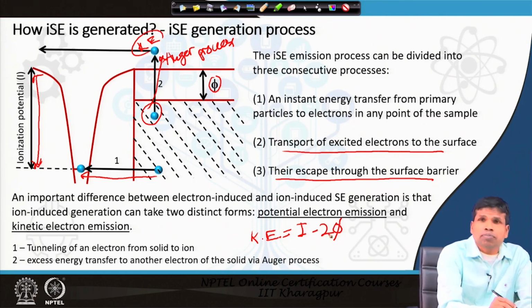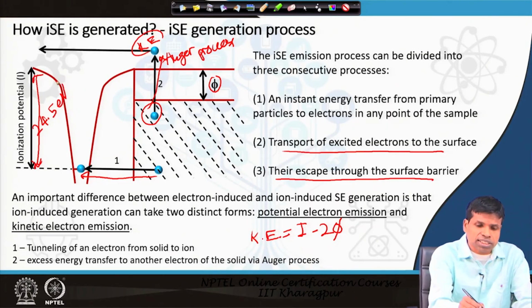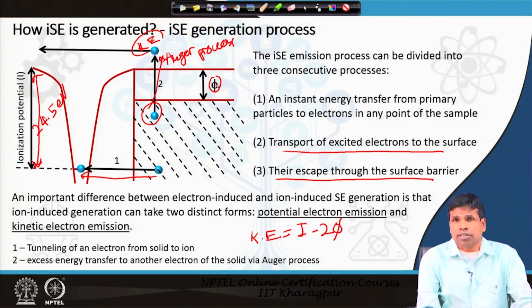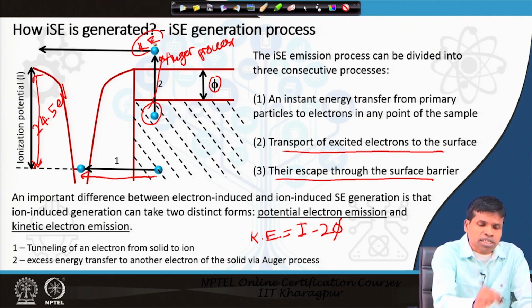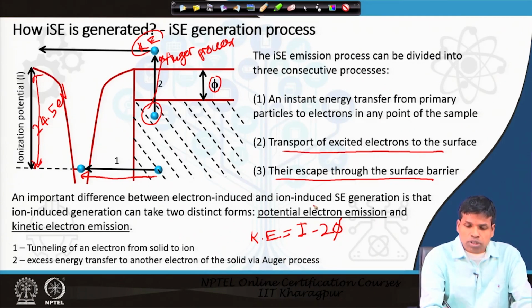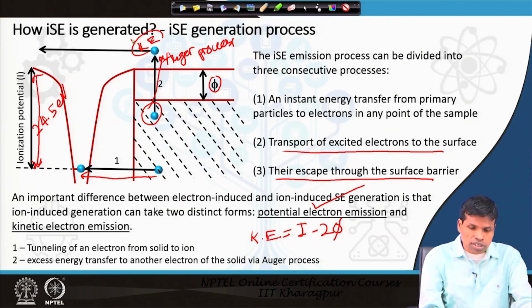Now, the ionization potential of helium is around 24.5 electron volt, and in most cases, for most materials, the phi work function is less than 10 electron volt. Therefore, in helium ion microscopy, the emission of secondary electrons undergoes a potential electron emission process, and whatever the kinetic energy is, that will be the kinetic energy of these secondary electrons. This is the potential electron emission process.